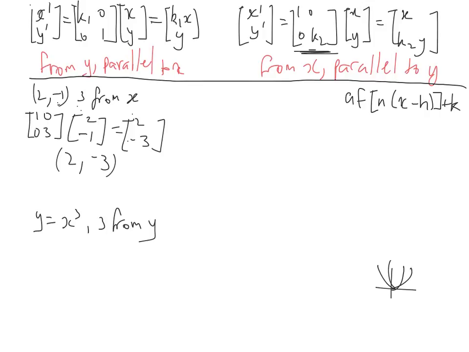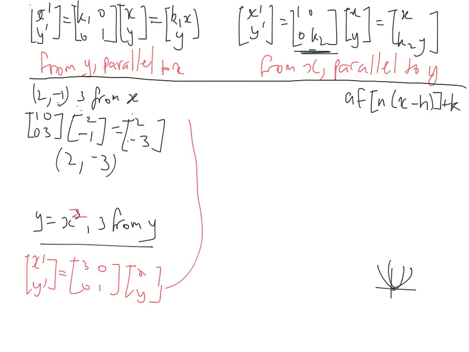Now, let's say we've got a function. We've got y equals x squared, which is dilated by 3 from y. Because we're dealing from y, we're using this matrix here. So I'm going to write x dashed and y dashed equals k1, and k1 in this case is 3, and then 0, 0, 1, and then we put in our x and our y.